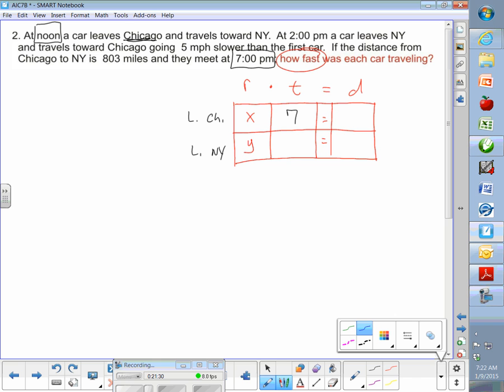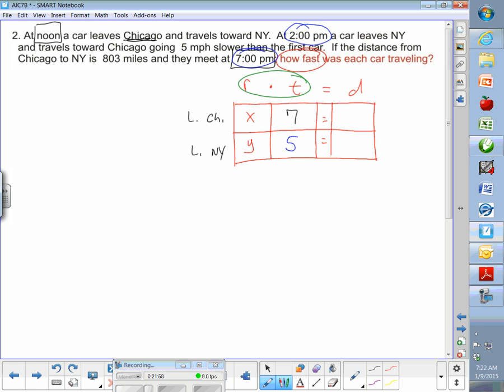And we'll do the same thing with the car leaving New York. When did it start? At 2 p.m. When does it meet the other? At 7 p.m. How many hours is it from 2 p.m. to 7 p.m.? And I hope you say 5. Okay, we're rolling. We only have 2 boxes left. Do you remember how you get the distance? Well, remember, the rate times the time equals the distance, right?